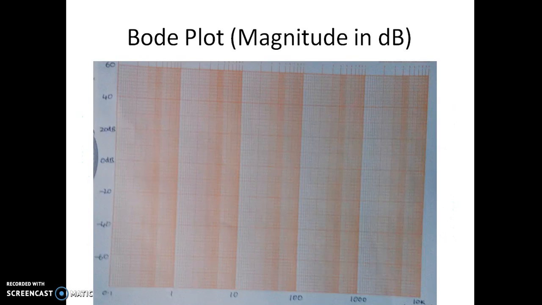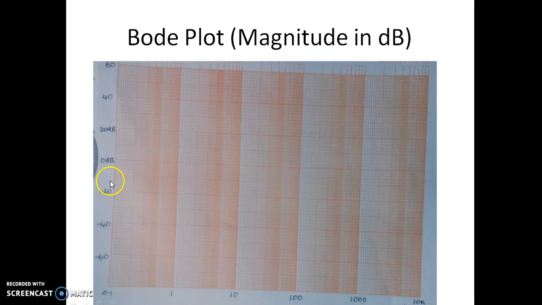So this is the semilog sheet where the magnitude plot of the Bode will be plotted. On the x-axis we have the frequency in terms of radian per second. We are starting the frequency as 0.1 radian per second. Next it is 1 decade, which is 1 radian per second, and this is 10 radian per second. This is 100 radian per second. This is 1000 radian per second, likewise.